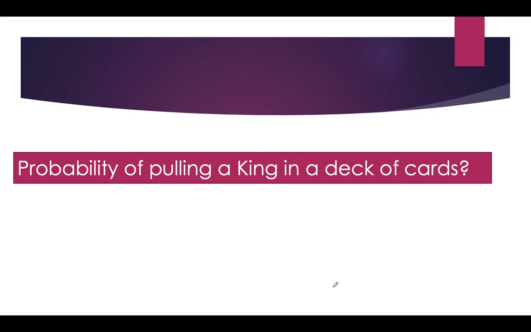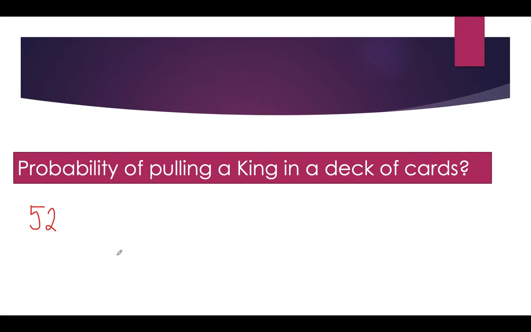Next, if I want to know the probability of getting a king out of a standard deck of cards, in a deck of cards you have ace, 2, 3, 4, 5, 6, 7, 8, 9, 10, and then there's a jack, and then there's a queen, and then there's a king. So there's 13 different cards, but there's also 4 different suits. 2 of them are black, 2 of them are red, and each of those 4 suits has all 13 of your cards. So you end up with a deck that has 52 cards in it.